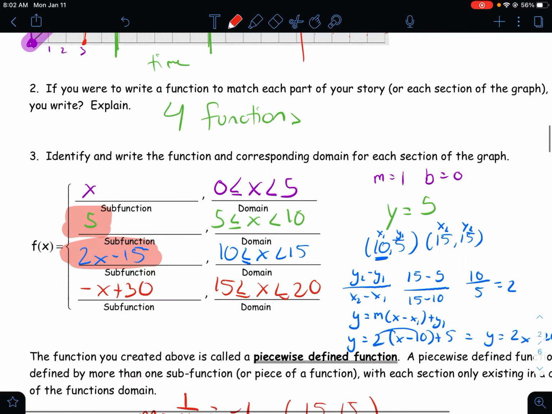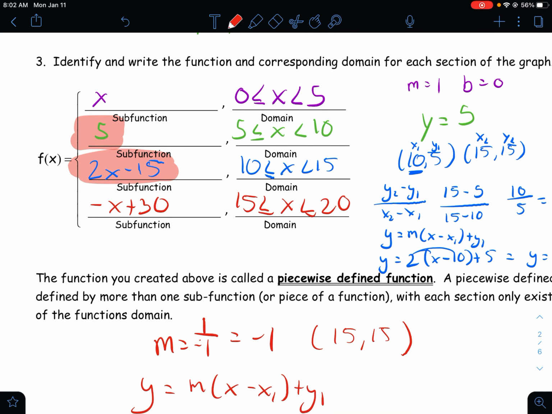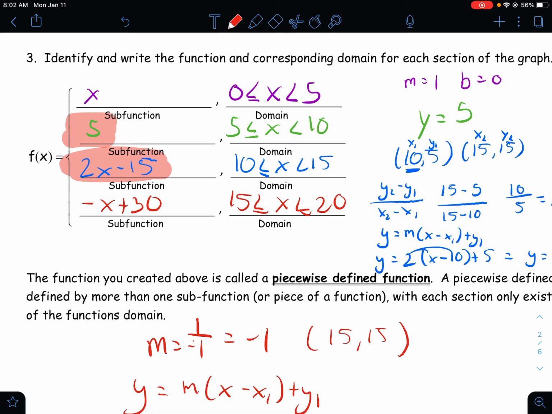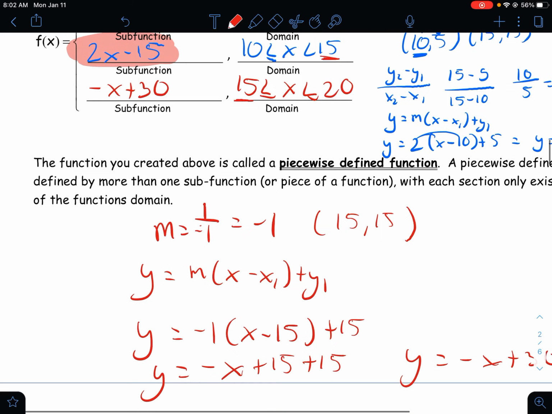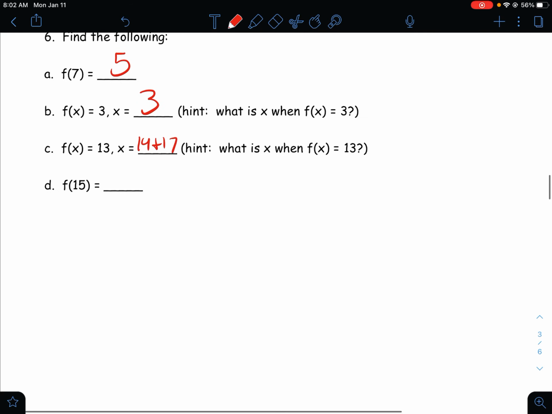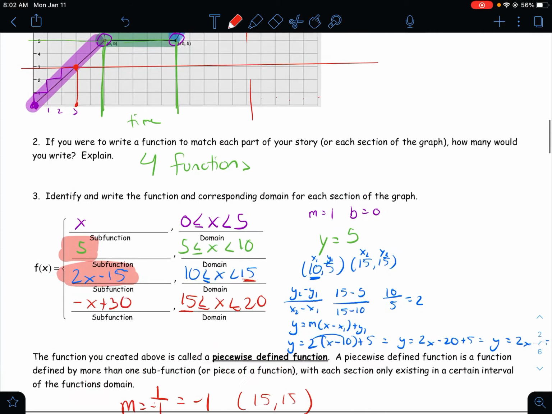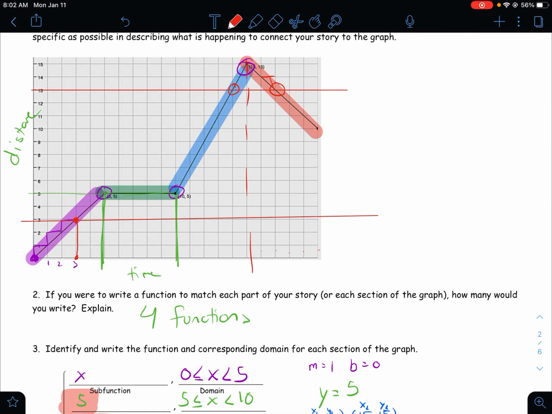And then f of 15, so if we look, 15, we're going to use this last function here. Why? Because 15 is kind of a breakoff point, and I put the equal sign with this last function. So we're going to use this last function, negative x plus 30. So we'll say negative 15 plus 30, which is going to give us a 15 out. All right. We could also look at the graph for that if we wanted, right? 15, our output is 15.